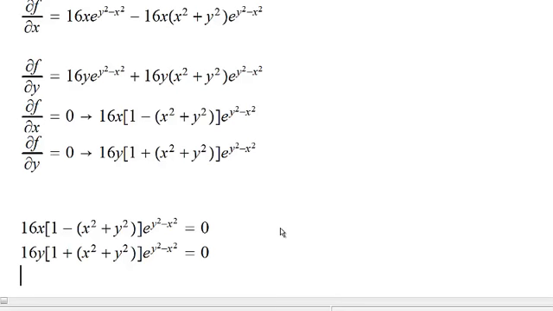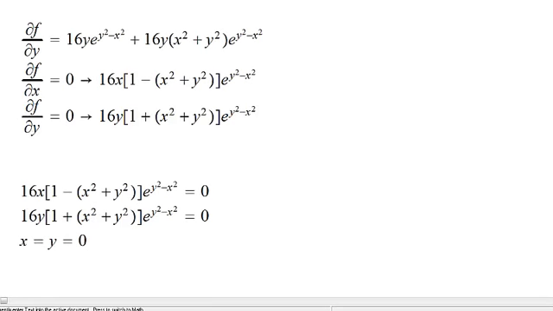Okay, so notice this. One point is obvious: these are both 0 when x and y are 0 together, right? So that's one place. We know this exponential can never be 0, so that's out of the question. Make sense? Then this is 0 means here we have x equals 0 along this circle, right? This is 0. Are we good so far?